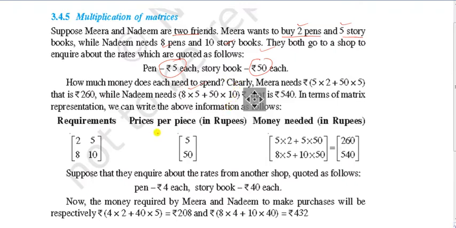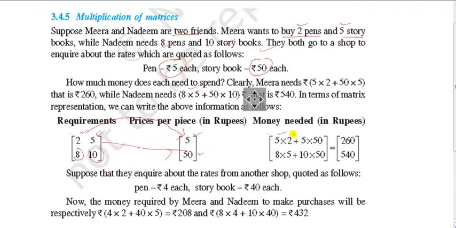In this case I have made a matrix form here for 2 and 5. You see, this is 2 pens and 5 storybooks, and this is 8 pens and 10 storybooks, and the cost I have written in a separate matrix, 5 and 50. So when I want to find how much money, here 2 required and rate is 5, 5 required and rate is 50. So you see the correspondence, 2 corresponds to 5 and 5 corresponds to 50.